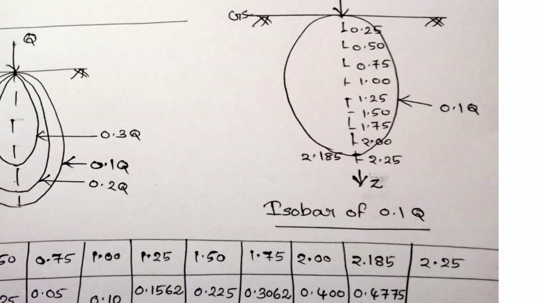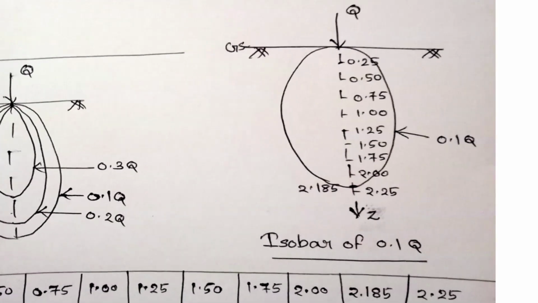So what is the speciality of this isobar? Once we get one side of the isobar, that is one side of the different points, the points will be the same on the other side also. That means it is symmetrical about the vertical axis. So we will get a shape like this. This is a bulb-like shape. It is lemniscate in nature, not a circle.